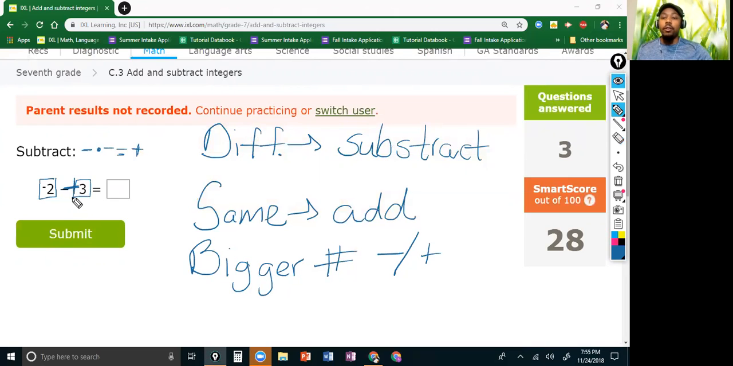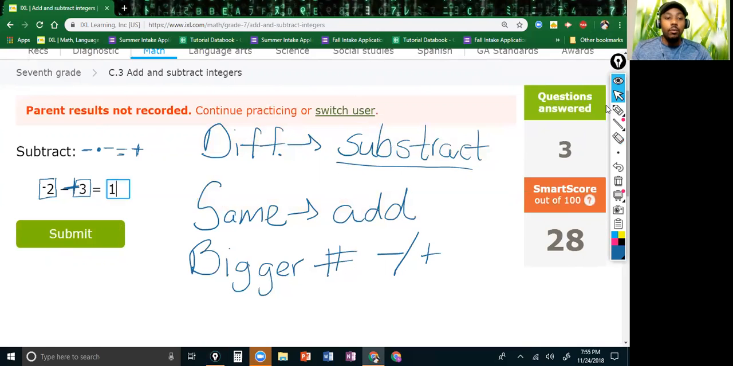So now that we have our signs settled in, we go back to the integer rules. So different signs, we are going to subtract, and the bigger number gets the sign. So the bigger number is now 3, which is now positive. And so we're going to end up with positive 1.